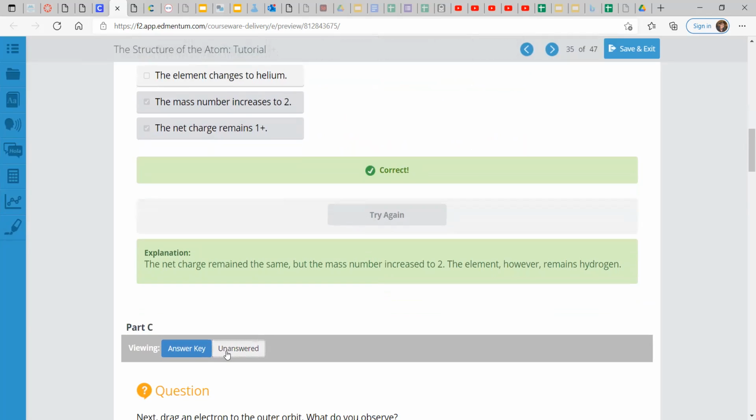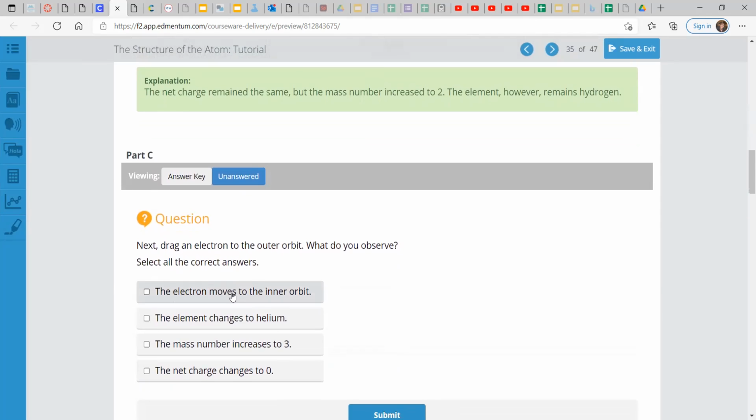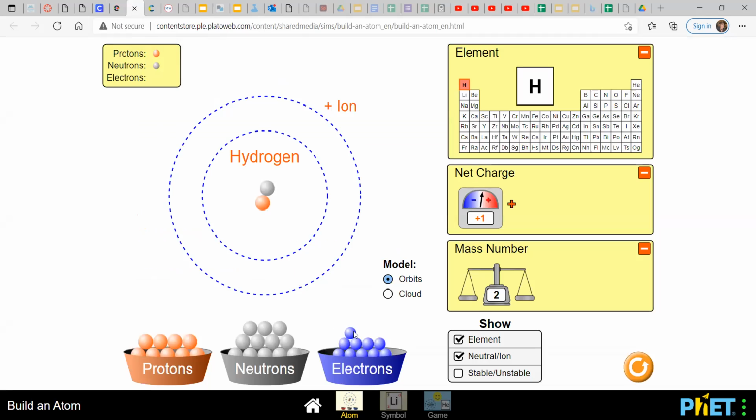And then part C. Next, drag an electron to the outer orbit. What do you observe? So we're going to have one of each now. We have a neutral atom. Net charge is 0. Mass number did not change. We can see how it's stable or unstable too. So let's remove that electron. Still pretty stable. Nothing changed in the stability.